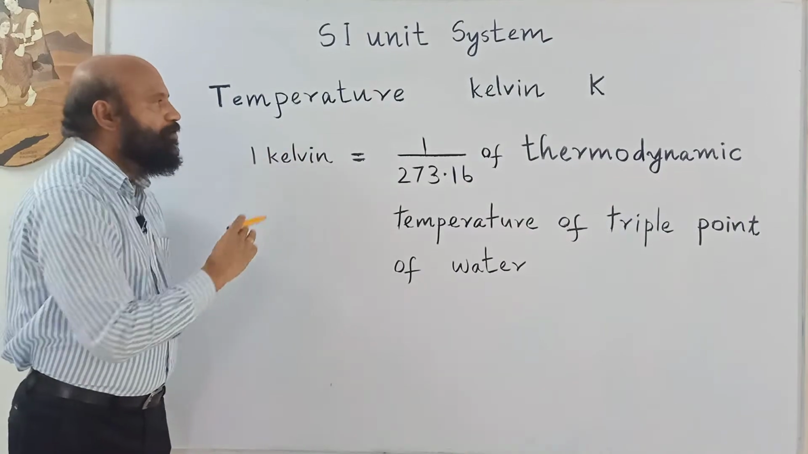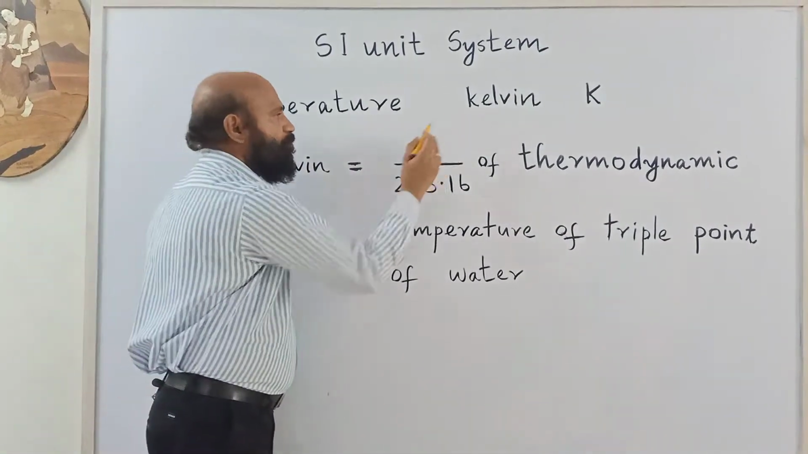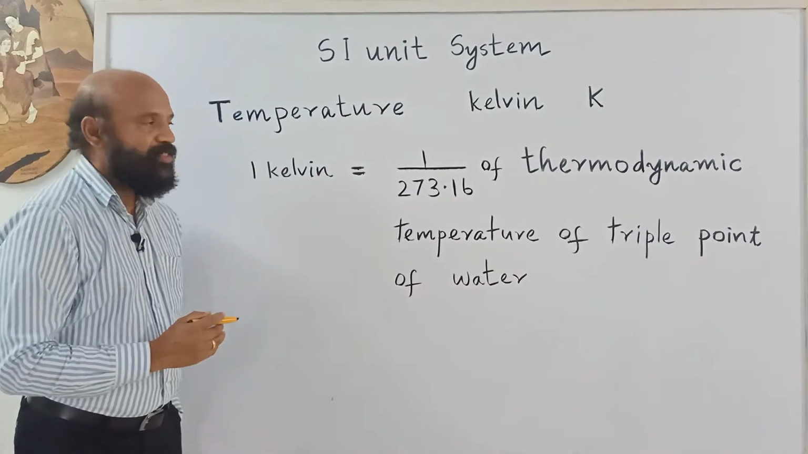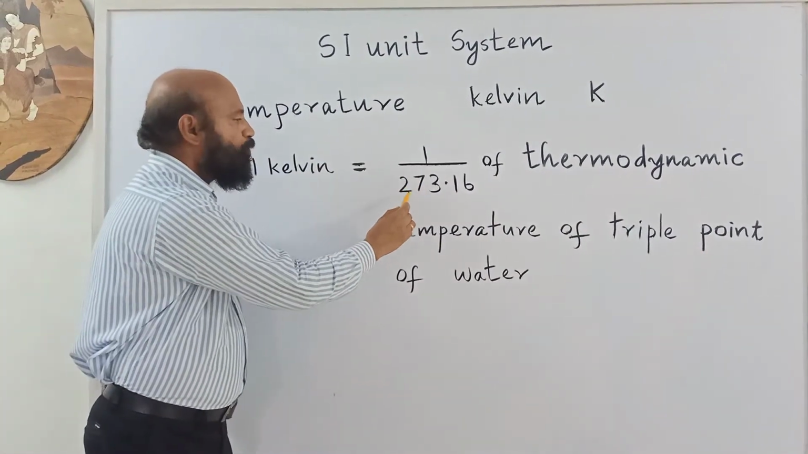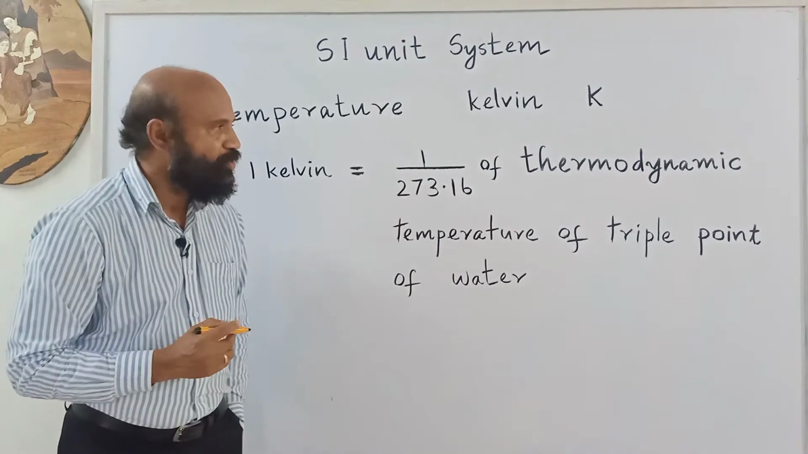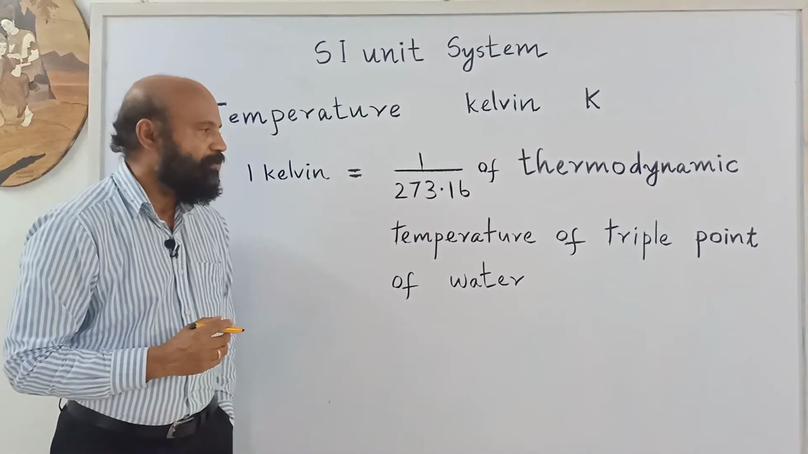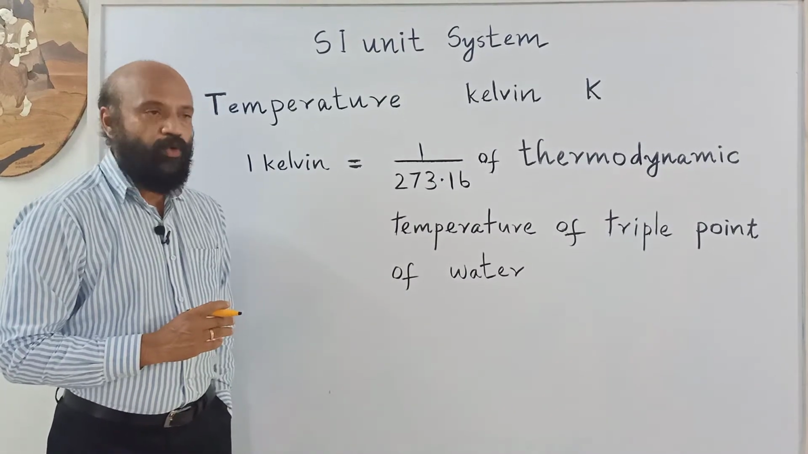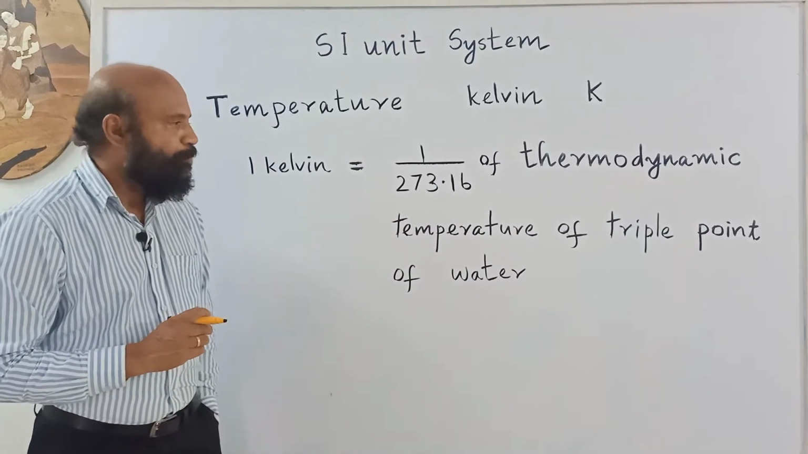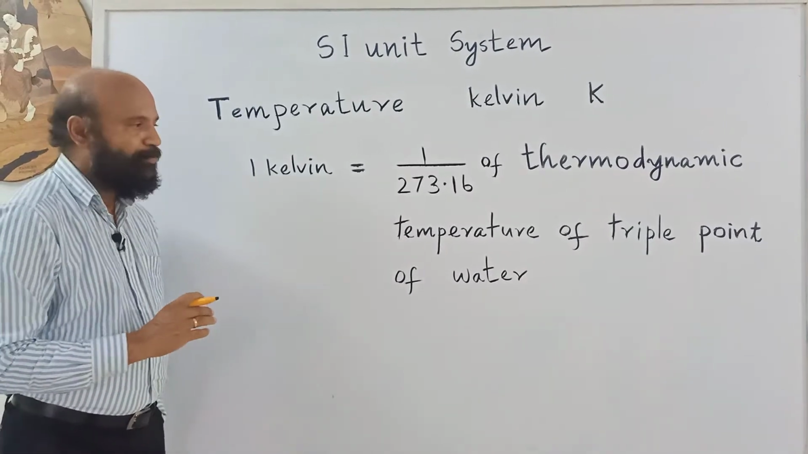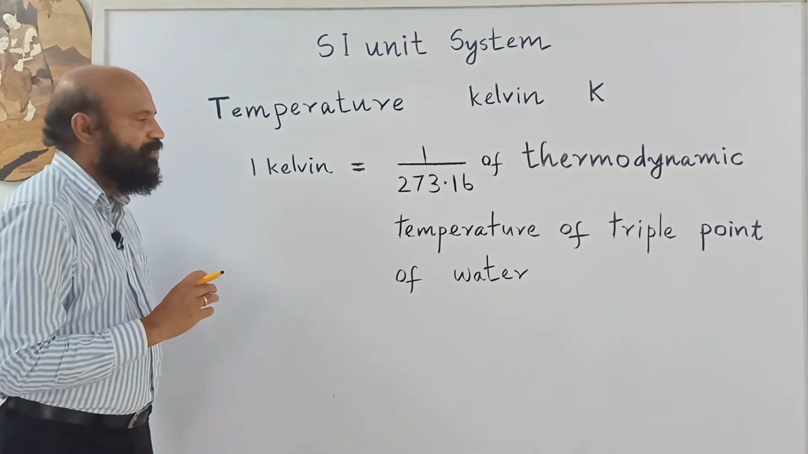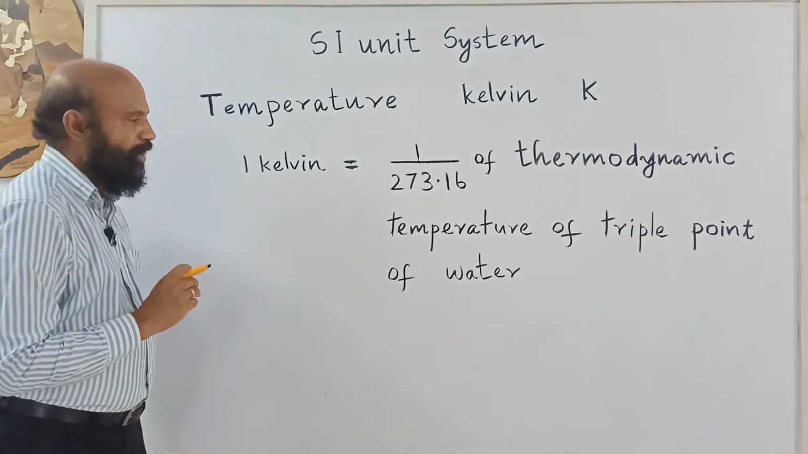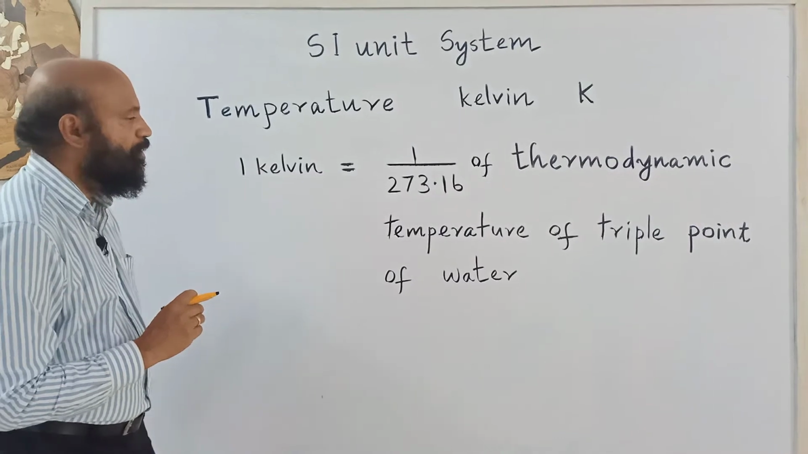SI unit of temperature is Kelvin. Its symbol is capital K. 1 Kelvin is defined as 1 by 273.16 of thermodynamic temperature of triple point of water. So you should know what is triple point of water. Triple point of water is the temperature at which 3 states of water, solid, liquid and gas, exist in equilibrium.